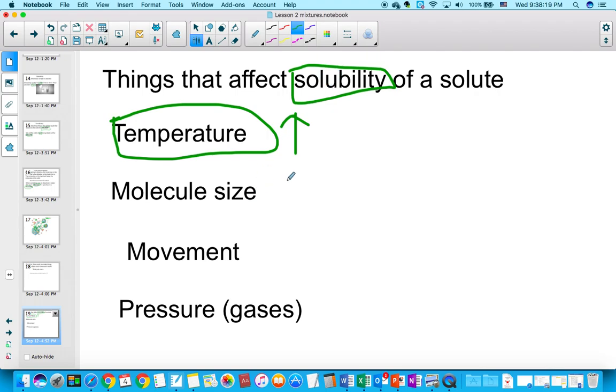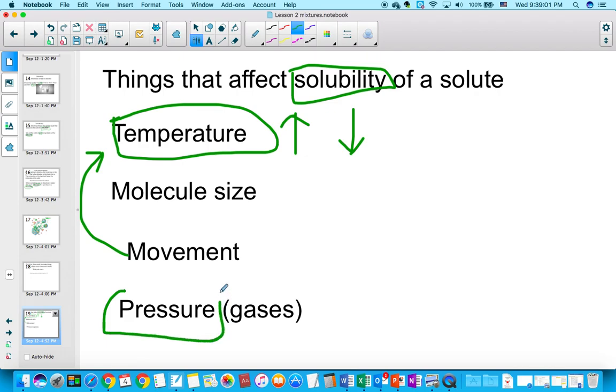The size of the molecules. Large molecules dissolve relatively slower than smaller molecules because they have less surface area and larger volume. And you'll talk about that in math. So you just need to know molecule size. Big molecules dissolve slower than small molecules. Movement, which is also related to temperature, because if you increase the movement of the molecules and the atoms, then it dissolves faster. And temperature affects the movement of the molecule. So if you decrease the temperature, you lower the solubility because the molecules are moving slower.